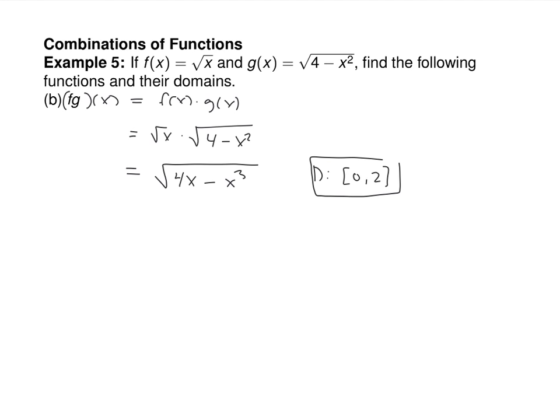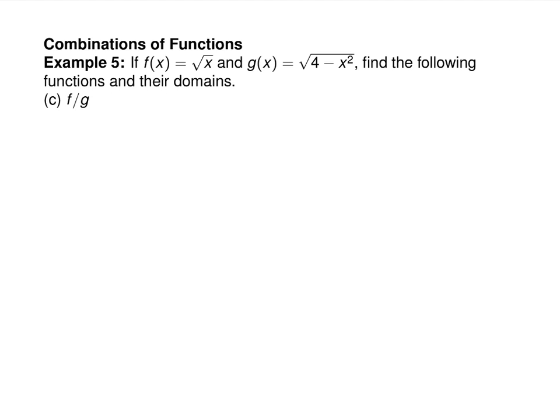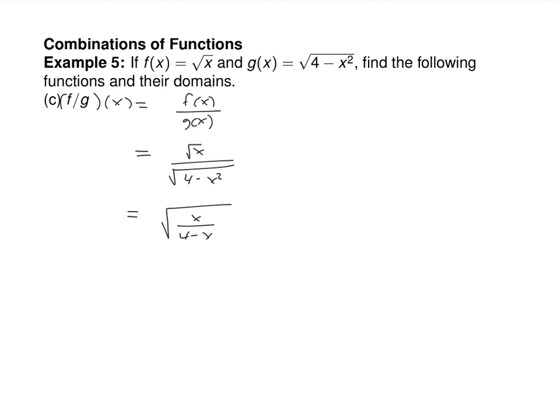How about taking a ratio? Is that going to change the domain at all? So I think pretty obviously this means f of x over g of x, which is root x over root 4 minus x squared. Or you could write that as the root of x over 4 minus x squared. That's fine too. The domain on the previous ones was 0 to 2, and it included 2. Can you include 2 on this one? No, because that would make the denominator 0, right? So this one's domain is from 0 to 2, non-inclusive of 2.